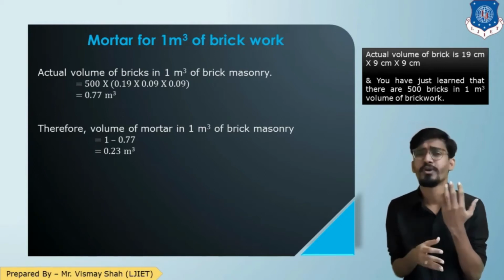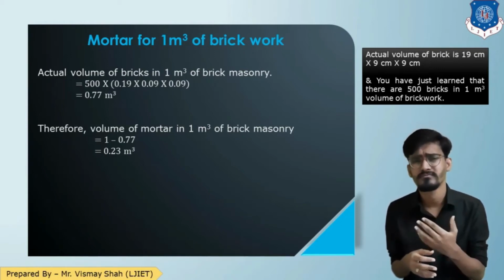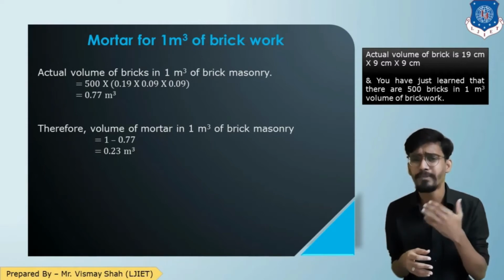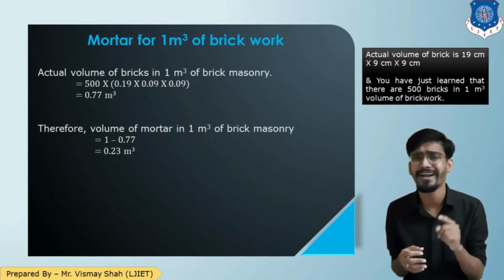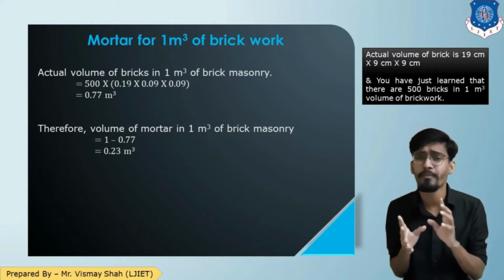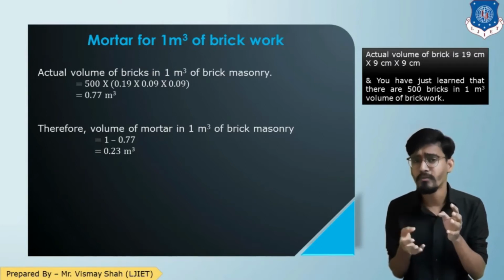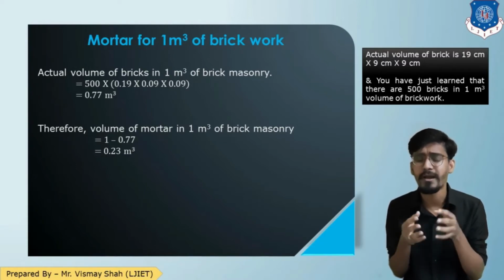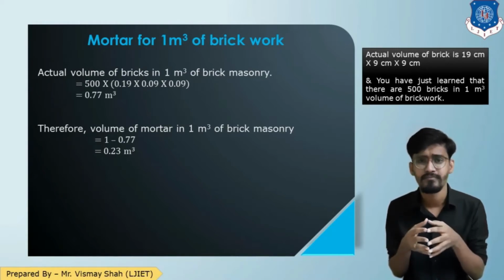Let's do it. So now the actual volume occupied by the bricks in 1 cubic meter will be 500 into 0.19 cross 0.09 cross 0.09. That will be 0.77 cubic meter. That is the actual volume occupied by the bricks. Now the total volume of brickwork was 1, and the volume occupied by the bricks was 0.77. So the volume of mortar will be 1 minus 0.77, that is 0.23 cubic meter.